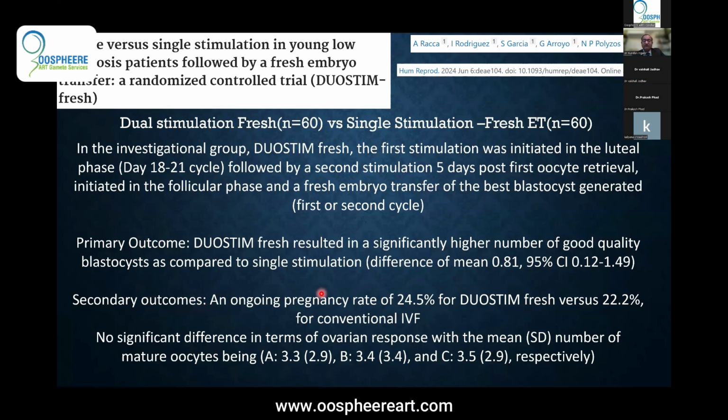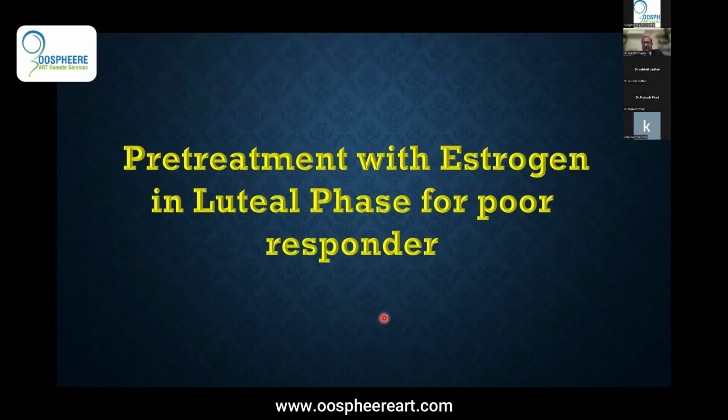Secondary outcomes were whether the ongoing pregnancy rate has got any impact. They found that even if you have gone with this kind of scenario or with a single stimulation of the follicular phase, there is no difference in ongoing pregnancy. So pregnancy outcome is not changing. So really speaking, do we really need to advise our patient to put them under so much burden of expenses by giving two stimulations? Almost double expenses for the lab also. So to be honest, we have to really think about it.